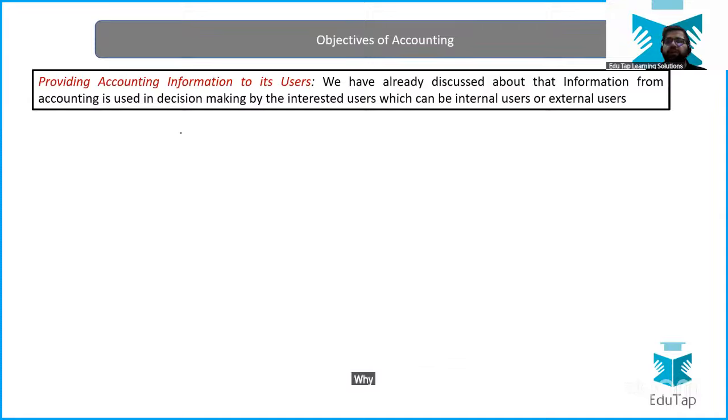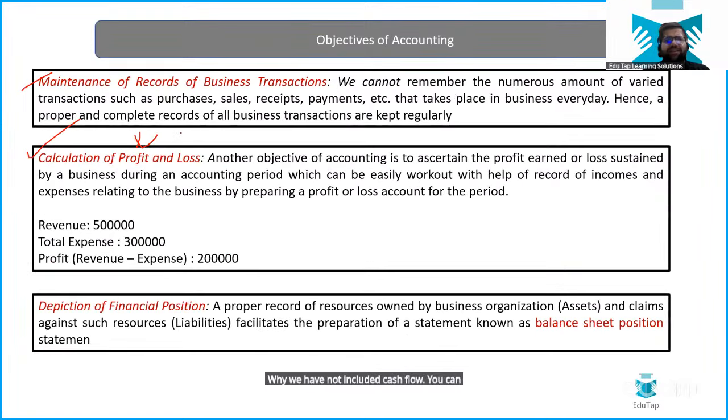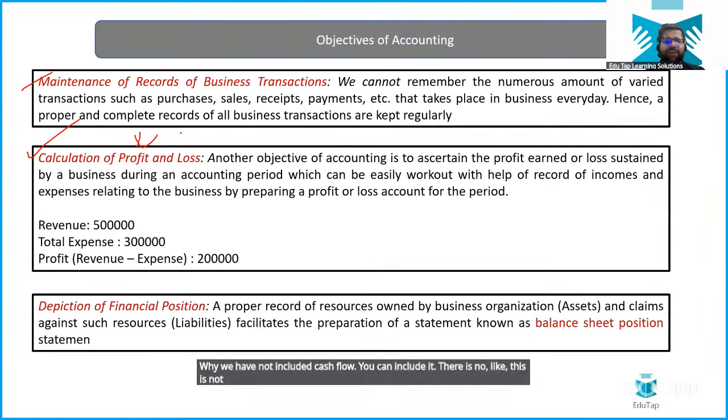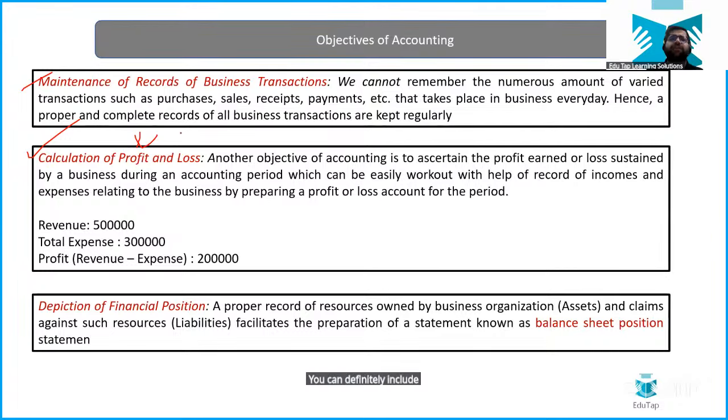Why have we not included cash flow? You can include it. This is not the hard list. You can definitely include that. Cash is the blood of a business. So if you want to check where the cash is coming from and where the cash is moving out, then you can write about your cash flow as well.